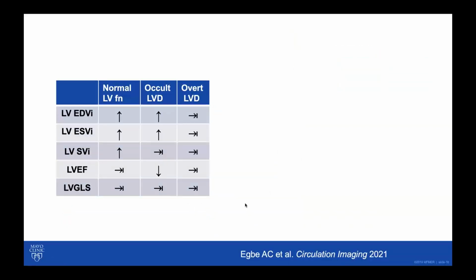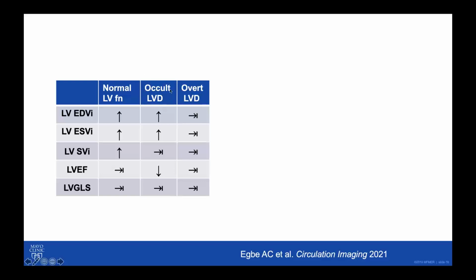So post-op, we looked at the LV adaptation, and it was different across the three groups. So the people with normal LV function had improvement in LV volumes due to just improved preload to the left heart. Stroke volume increased. The EF remained the same, GLS remained the same. The people with overt LV dysfunction, nothing changed. So this is too late.